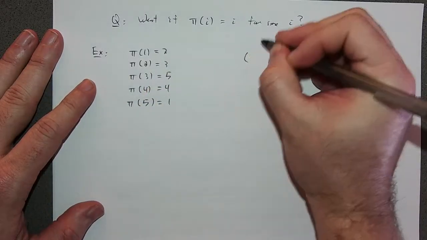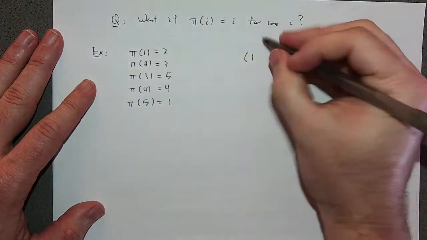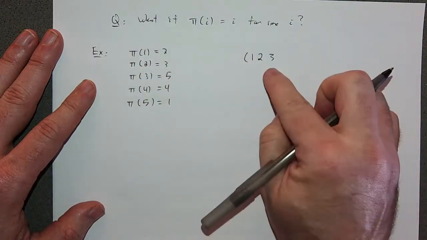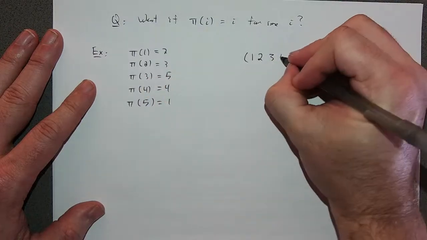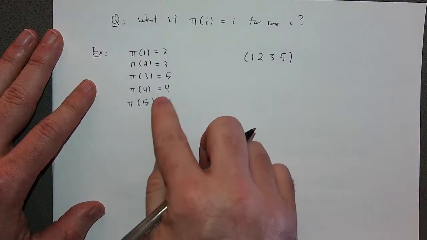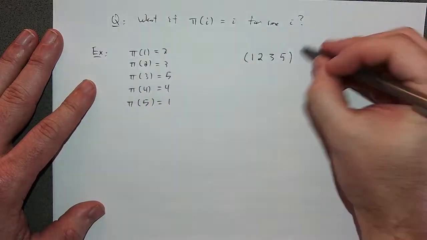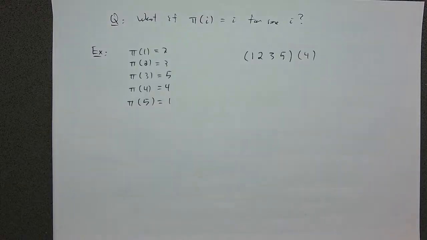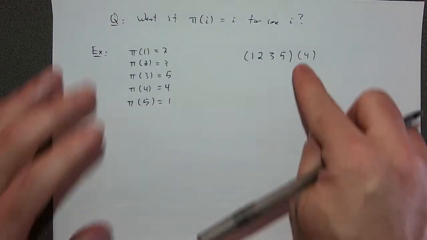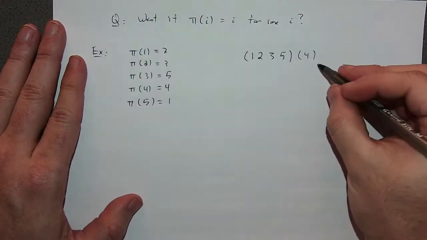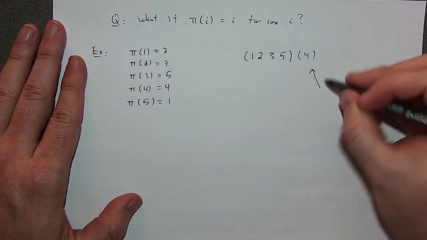In cycle notation, I'm going to start with 1. 1 gets sent to 2. 2 gets sent to 3. 3 gets sent to 5. And 5 gets sent to 1. So I close that cycle. 4 gets sent to itself. It is a 1 cycle off by itself. So the way that we do this is that we typically omit these 1 cycles.